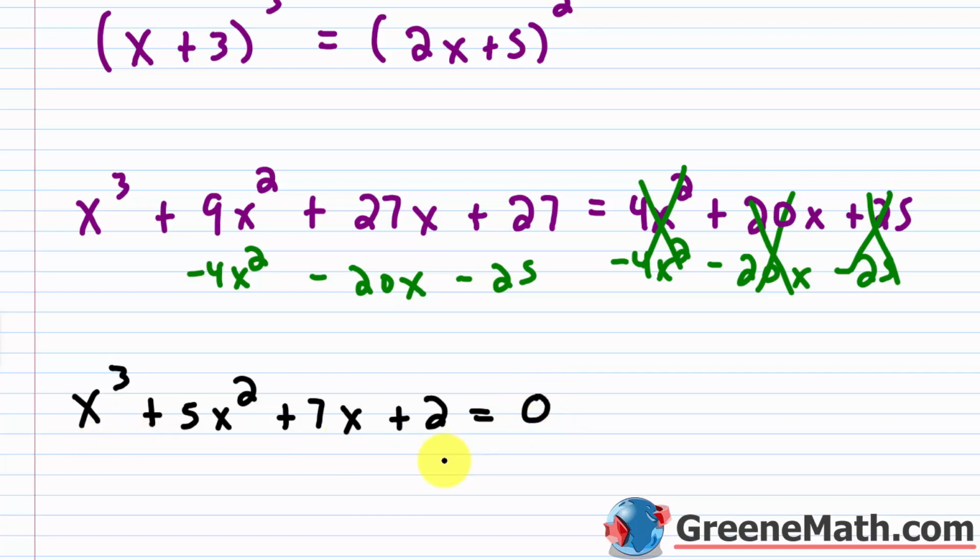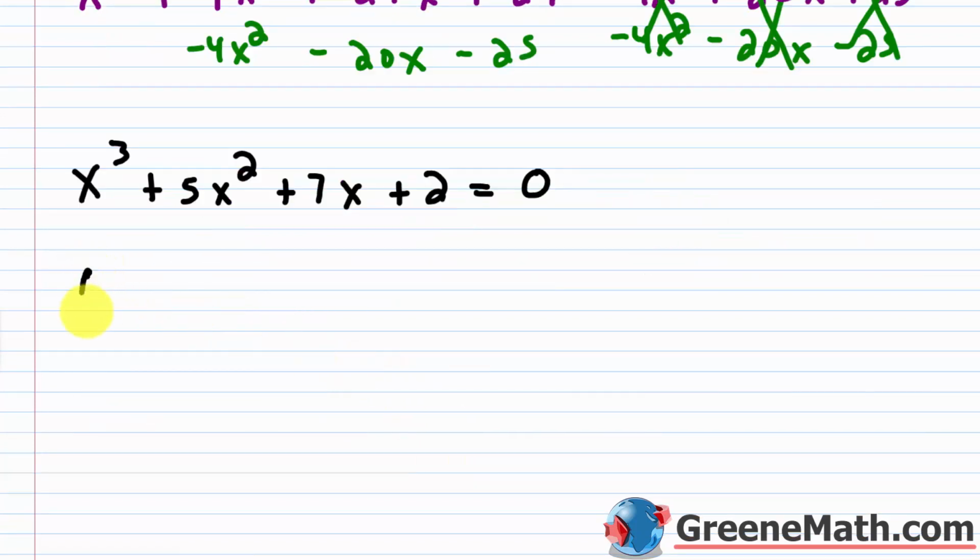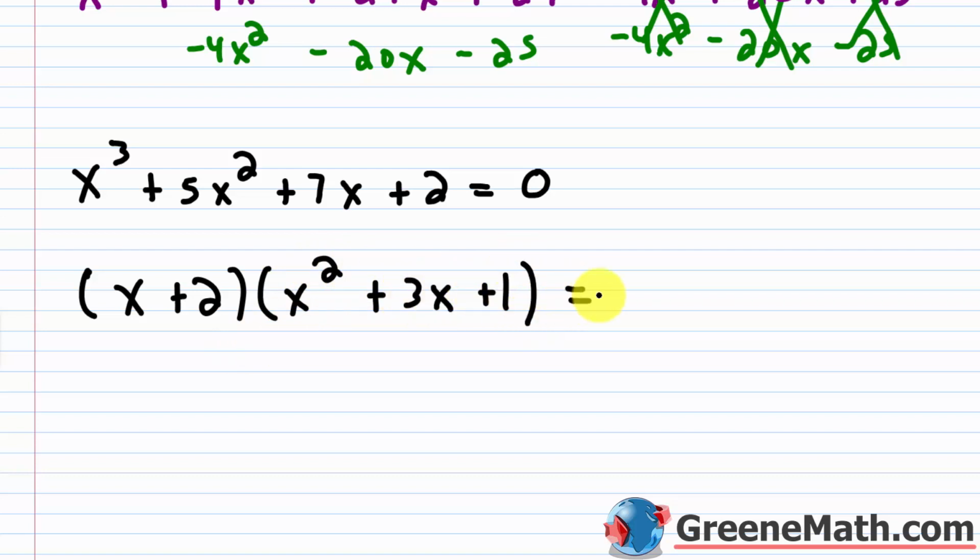So at this point, most of us don't know how to factor this yet. We haven't learned about the rational root theorem. We'll talk about that later on in the course. So I'm just going to go ahead and tell you that this will factor into x plus 2 times x squared plus 3x plus 1, this equals 0. So I'll just give you this. Later on in the course, we'll learn how to factor polynomials on the left side like this. For right now, we'll just take this as a given, and we're going to solve this by using our zero product property.